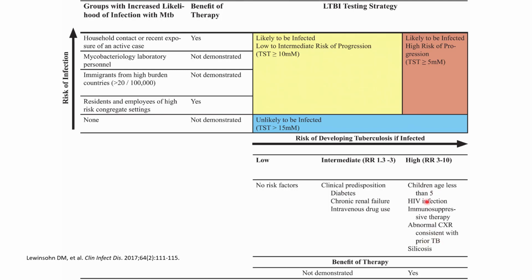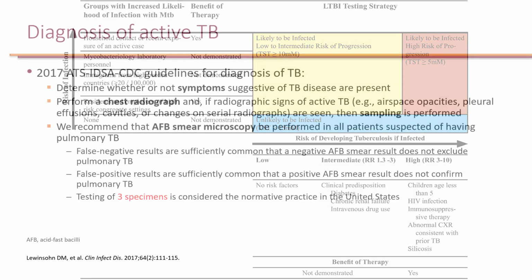So these patients are at higher risk of progressing to active TB, so they are more likely to benefit from treatment of latent tuberculosis. Whereas other patients might be at intermediate risk of getting active TB, and really the evidence hasn't demonstrated a clear benefit if you treat latent TB.